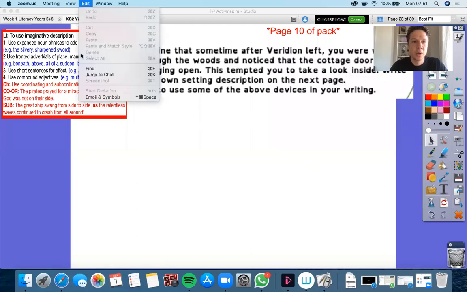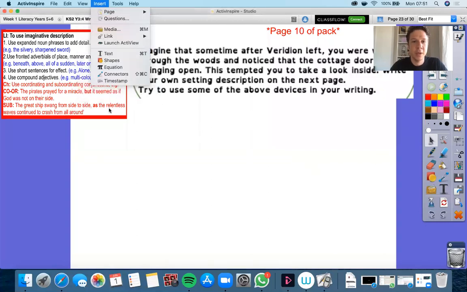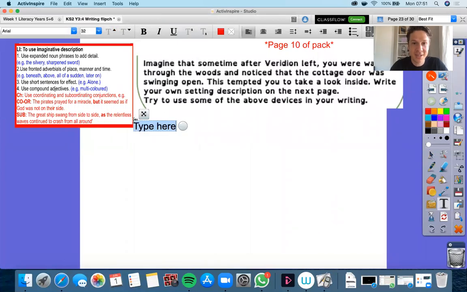So we know we have to pretend that Viridian has just left and we've gone sometime after he's left, and we've been tempted to look inside the door as well, the cottage door, to see what's inside. We need to make sure we use expanded noun phrases for detail. We need to make sure we use fronted adverbials, short sentences for effect, some compound adjectives where they're joined with a hyphen, and also our challenge is to use coordinating and subordinating conjunctions. So let's have a go.